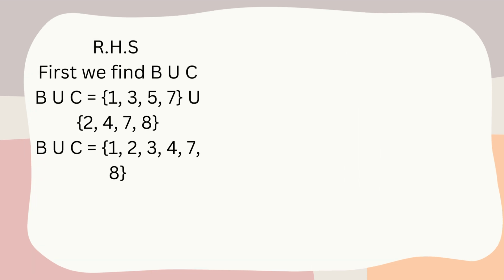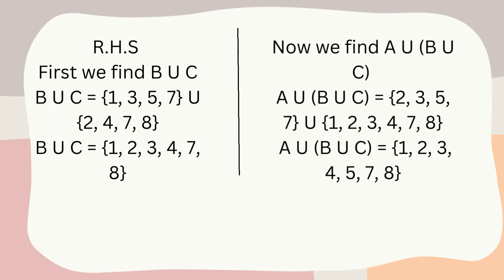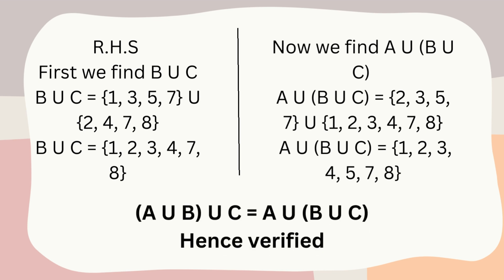And then you solve the right-hand side. You solve the brackets first, so B union C amounts to 1, 2, 3, 4, 7, and 8. Once you have B union C, you find the union with set A, which results in the same as the left-hand side. So therefore, (A union B) union C is equal to A union (B union C).